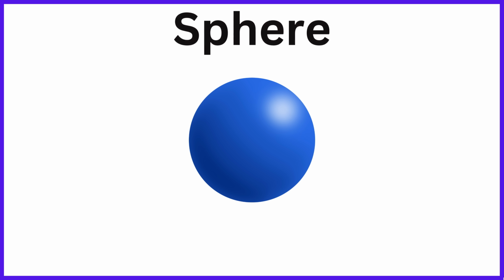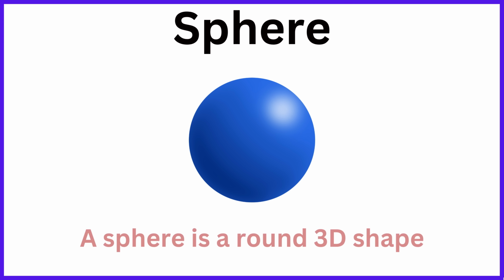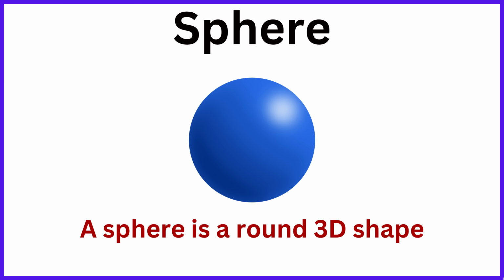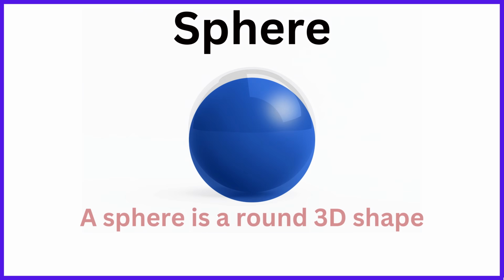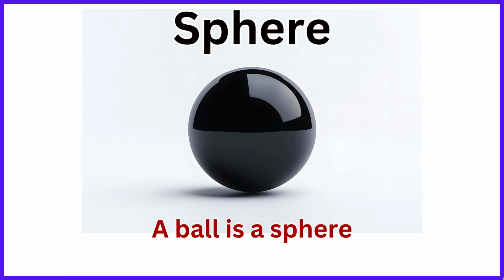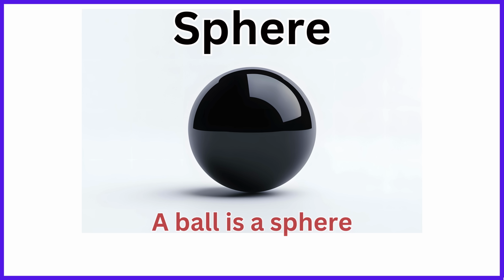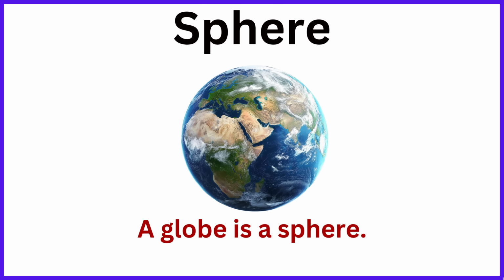Sphere. A sphere is a round 3D shape. A ball is a sphere. A globe is a sphere.